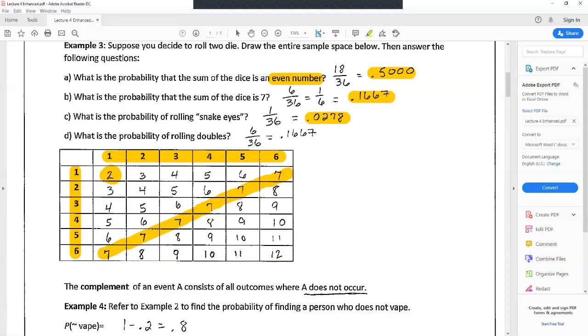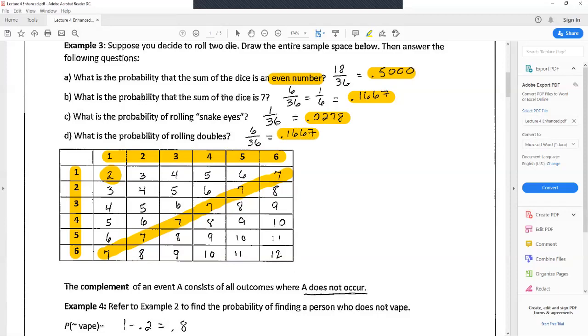And part D, what is the probability of rolling doubles? Well, you roll doubles when you roll a 1 and a 1, a 2 and a 2, 3 and a 3, 4, 4, 5, 5, and 6, 6. And that's going to be 6 out of 36 as well. So that's 0.1667.